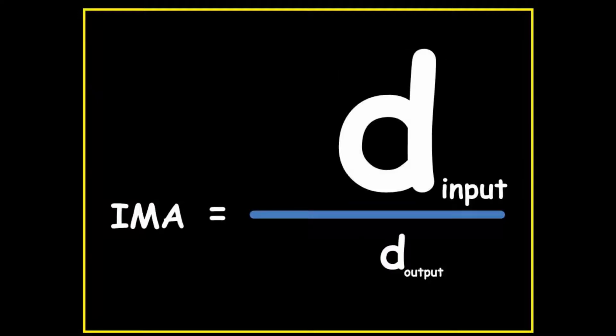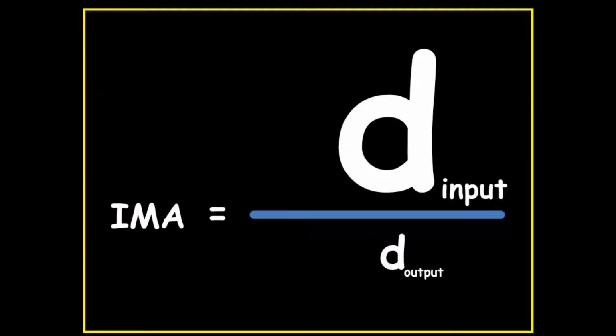The IMA is going to be distance input over distance output. Now, the IMA is ideal because it doesn't lie, because distances are distances. And forces can change. In other words, the force input could be higher than it should be because of friction.